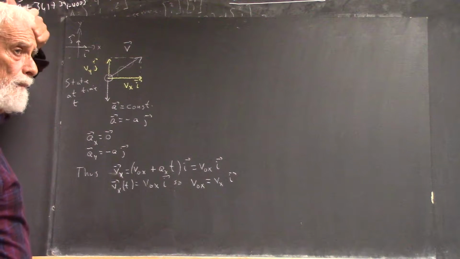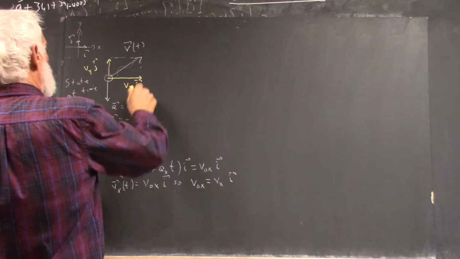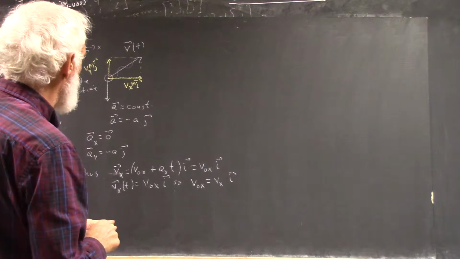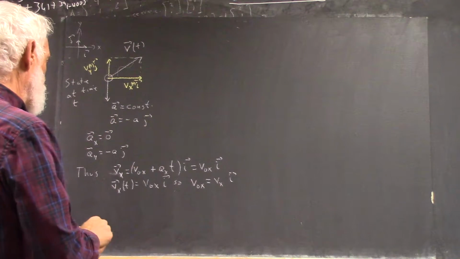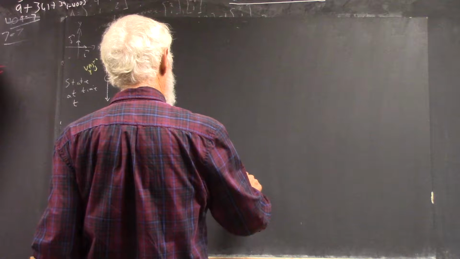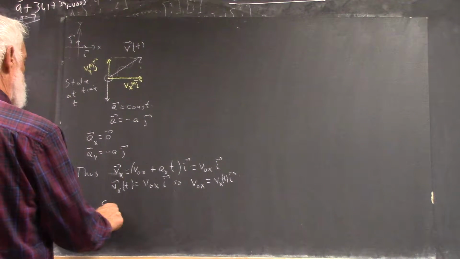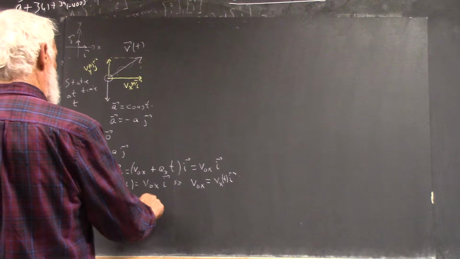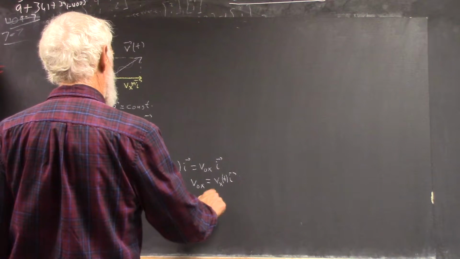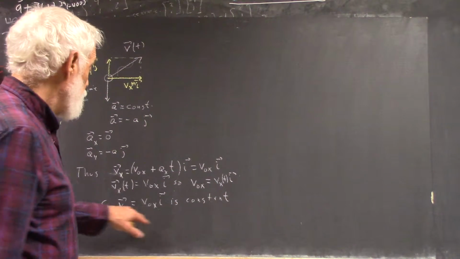Okay. Now, since we have this now at time t, we can call this v of t. We can call this vx of t, and I didn't leave room to put my t in there, but there it is, it's real tiny. And a of t is just negative a j, okay? So V naught x equals this. So V naught x is just some number that matches this, is constant.